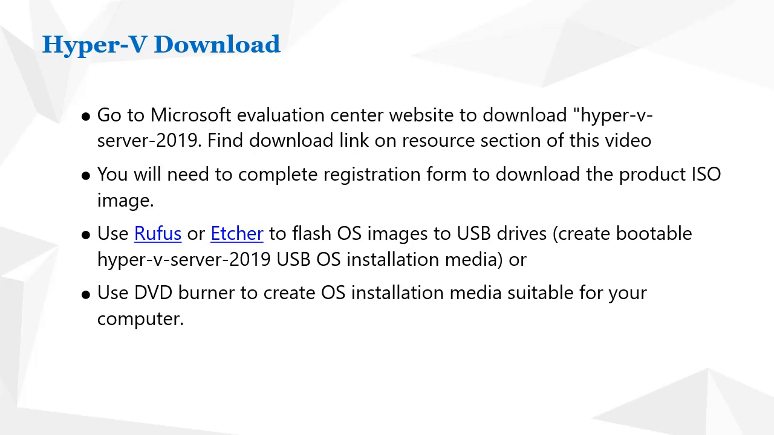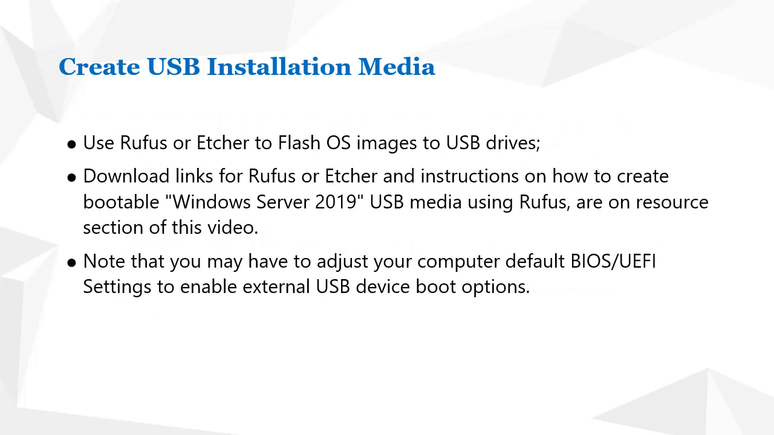How to create USB installation media? Use Rufus or Etcher to flash OS images to USB drives. Download links for Rufus or Etcher and instructions on how to create bootable Windows Server 2019 USB media using Rufus are on resource section of this video. Note that you may have to adjust your computer default BIOS/UEFI settings to enable external USB device boot options.